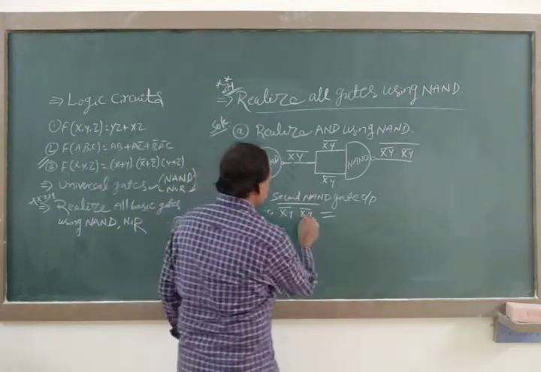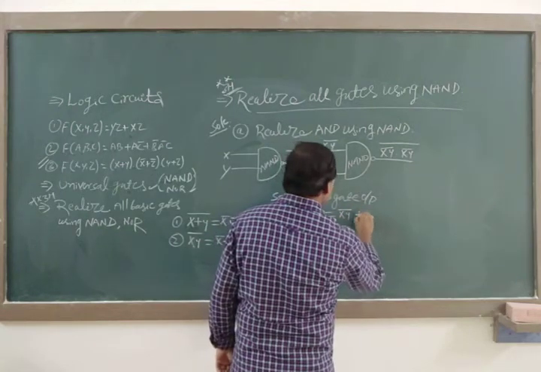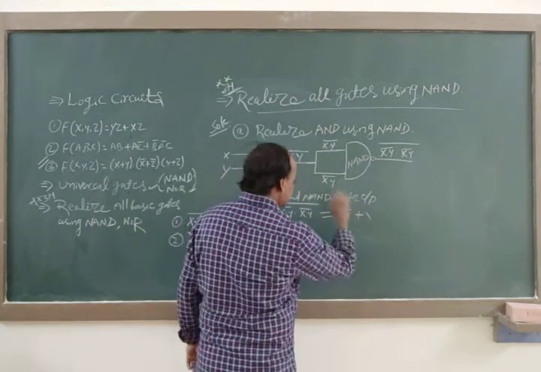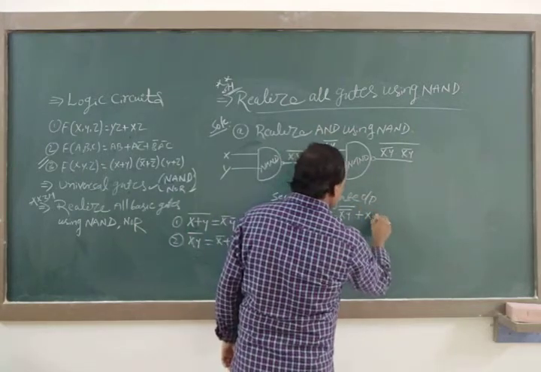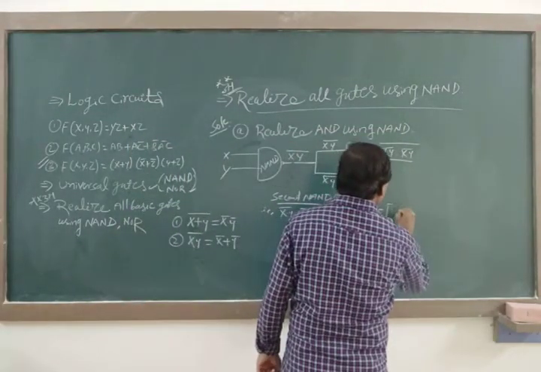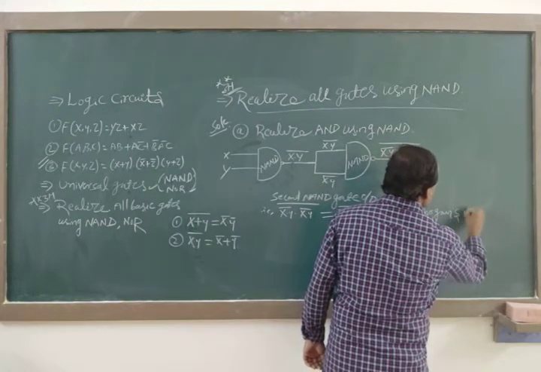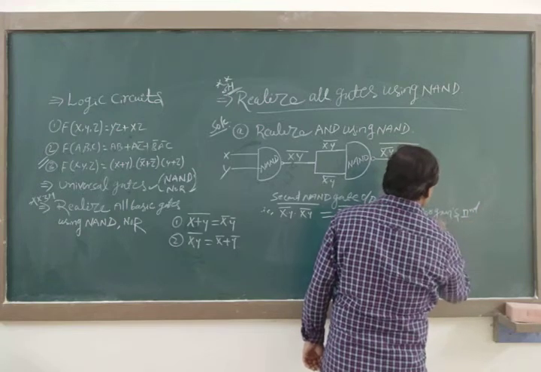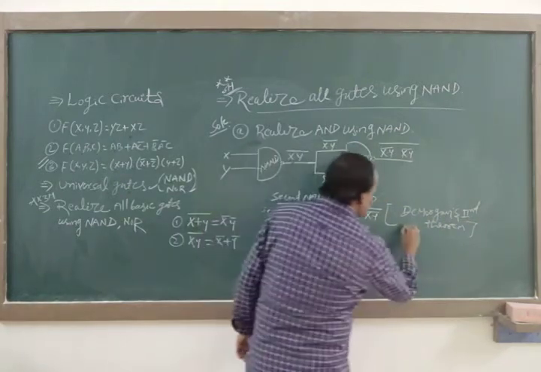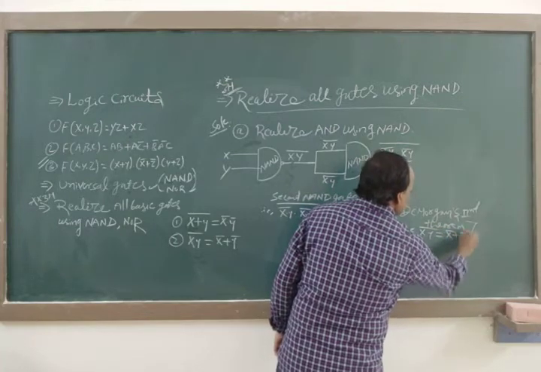So then this becomes x into y whole bar, x into y bar plus x into y, already a bar is there, that's why x into y bar with one more bar, plus x into y bar, another bar, because of De Morgan's second theorem, that is x into y whole bar can be written as x bar plus y bar.